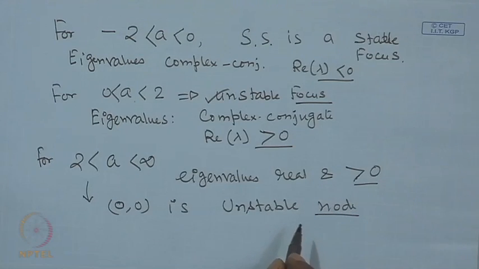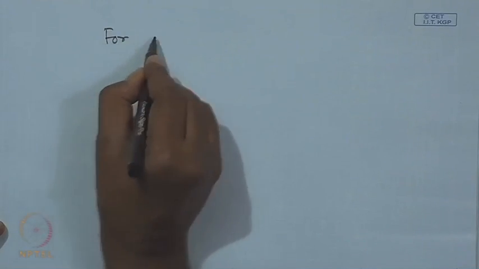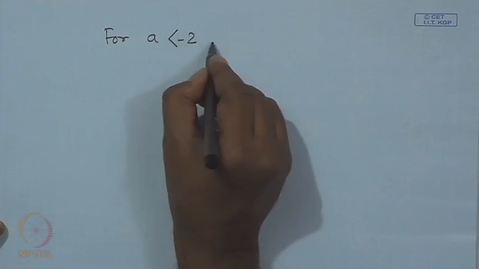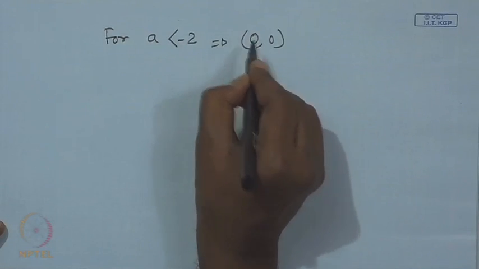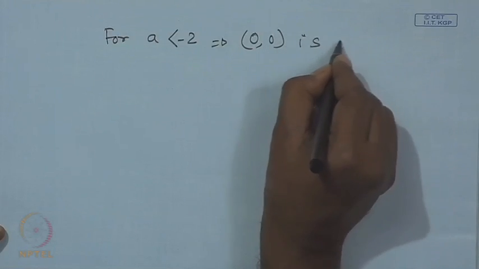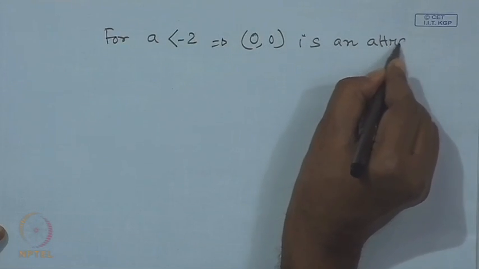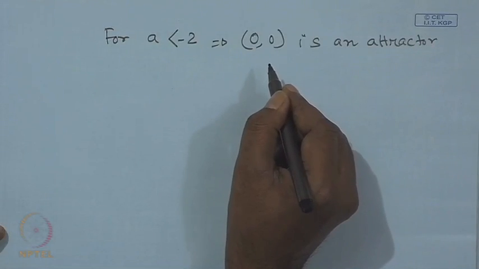So, for different domains of A, one will get different types of steady state. In one case you will get the stable focus, in another case the unstable focus. In two domains of A you will get the stable node and unstable node always. So, you can make this phase plane plot: for A less than minus 2, you can come to the conclusion that steady state 0 0 is an attractor, because it will be a stable node.